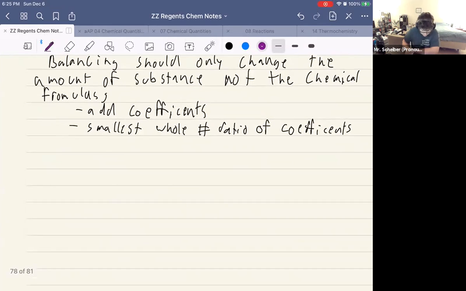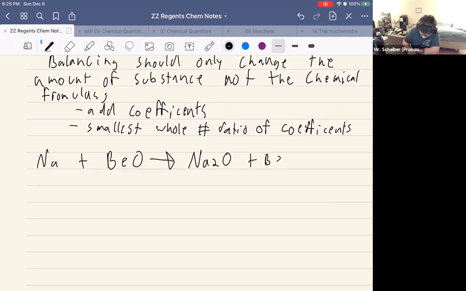Let's look at another equation. Let's do Na plus BeO yields Na2O plus Be.